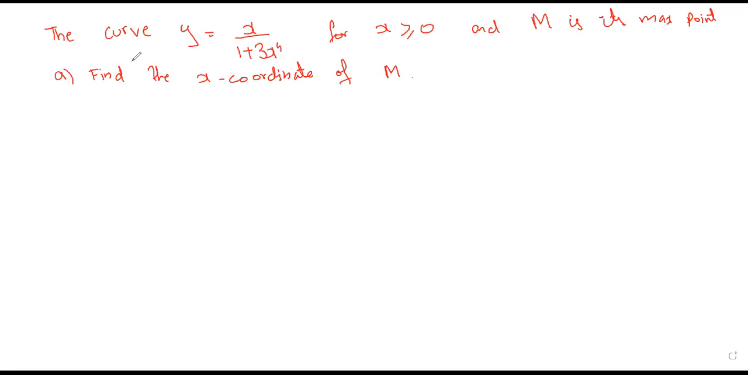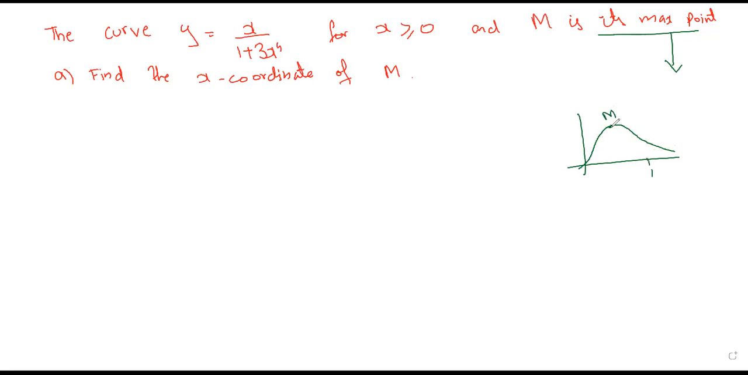So the curve y equals x over 1 plus x to the 4. Like this is the curve, and m is its maximum point. So we need to find the x coordinate of m. So forget about everything. What do we understand by maximum point? At the maximum point, dy by dx will be 0. Very well done, excellent. This is m. They have told us this is m, and this is 1, and we will need this in the second part.